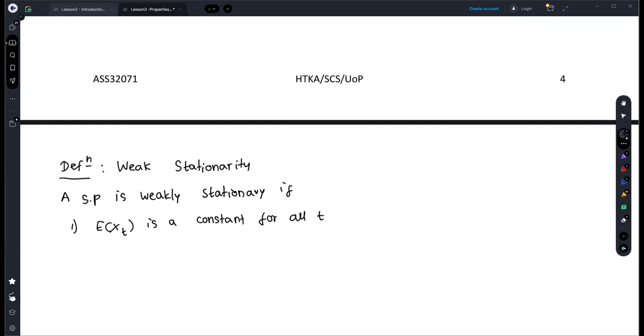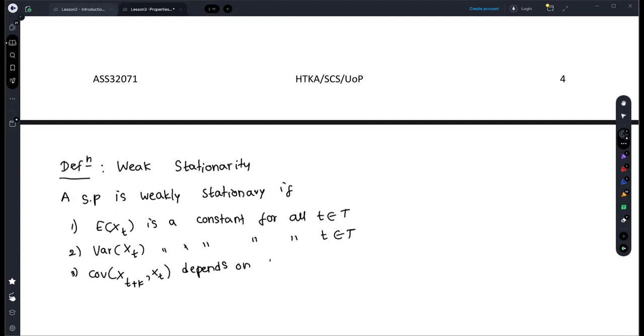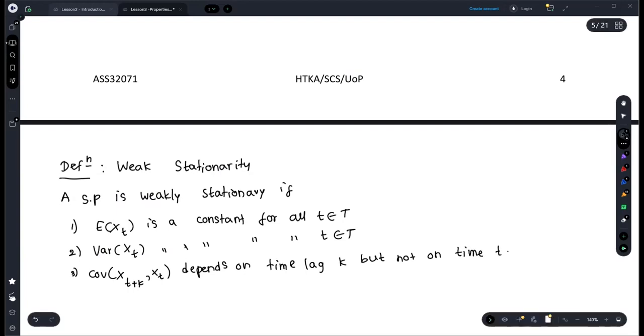for all t, right? And then the variance, what do you think? Variance of xt is constant for all t. And the third one, covariance between xt plus k and xt depends on time lag k, but not on time t. Okay, only the time lag k.